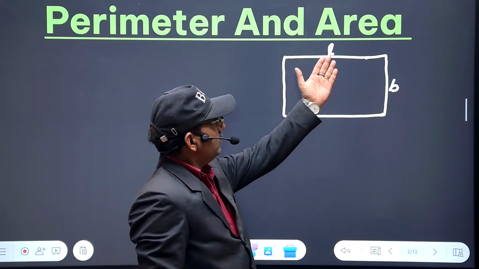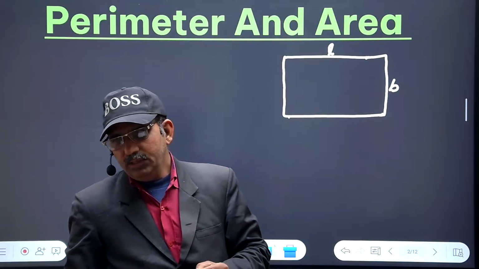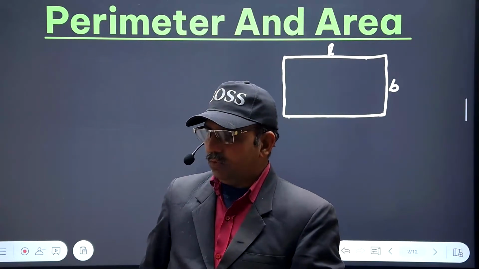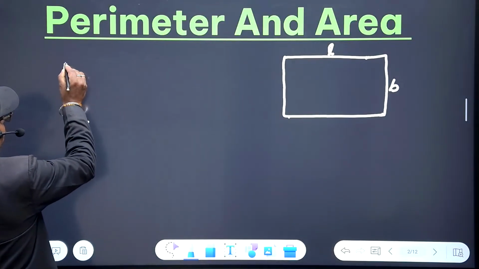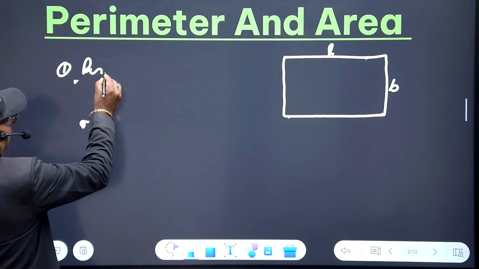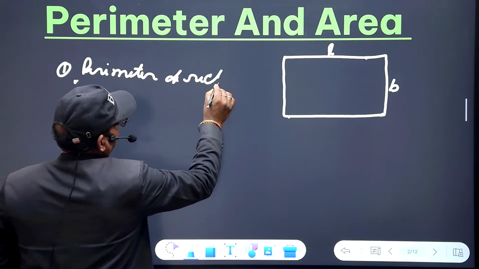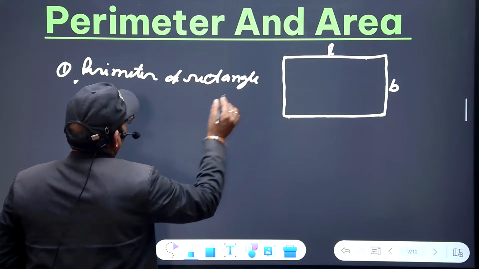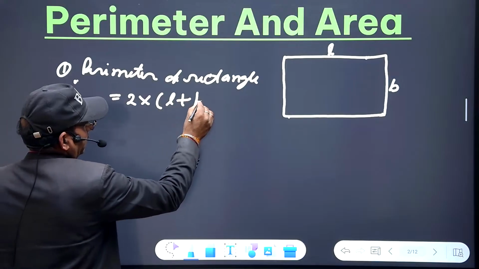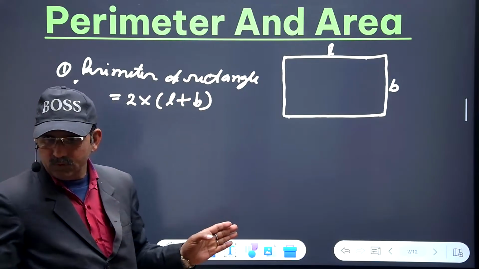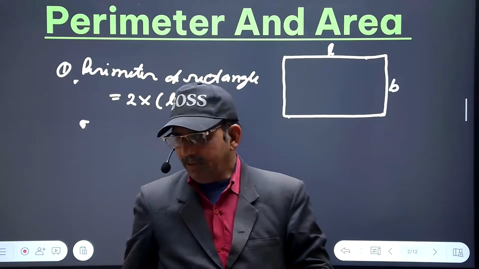Suppose here you will make the formula. How will you find out the perimeter of a rectangle? First you will write here: perimeter of rectangle is equal to 2 into bracket L plus B. That is the formula. You can put up the value and find out the answer of a perimeter.